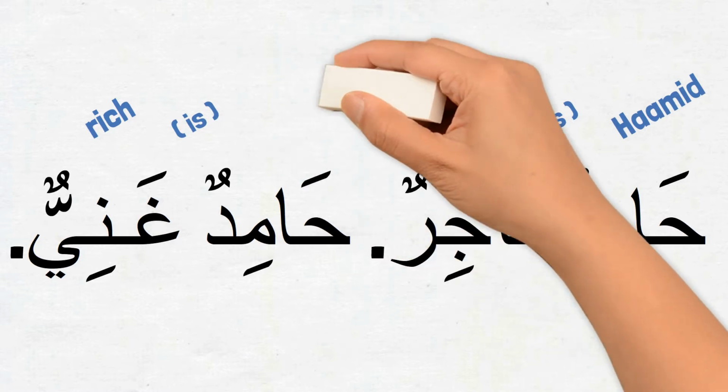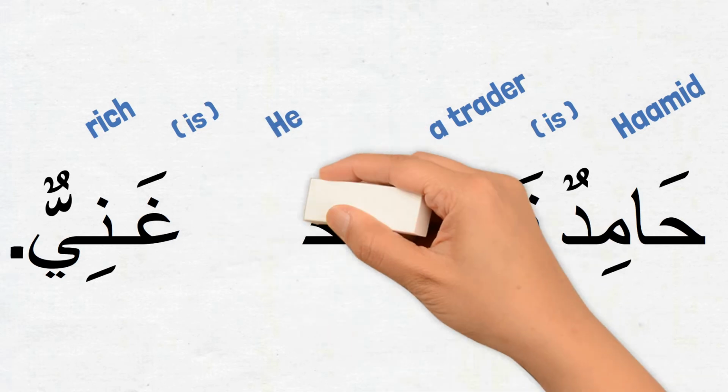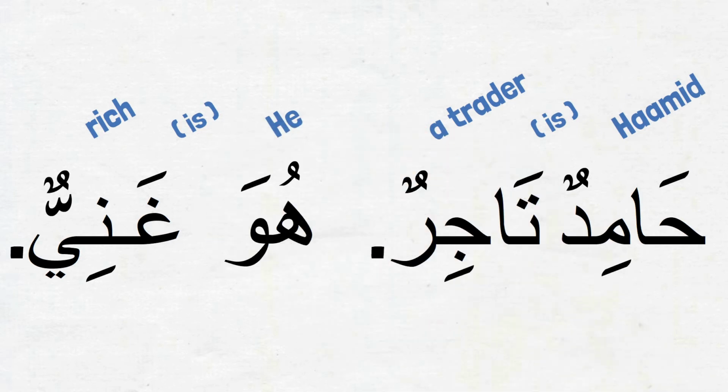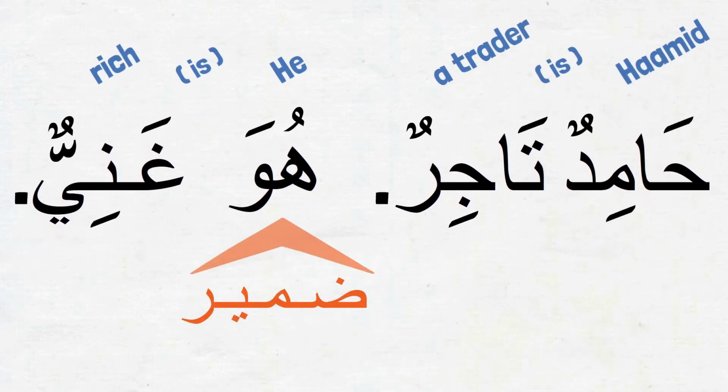So here, instead of Hamid is rich, we can say he is rich. In Arabic, he is huwa. So our second sentence can be huwa ghaniyun instead of Hamidun ghaniyun. So the whole sentence will be Hamidun tajirun huwa ghaniyun. Hamid is a trader, he is rich. So huwa here is ضمير or pronoun.